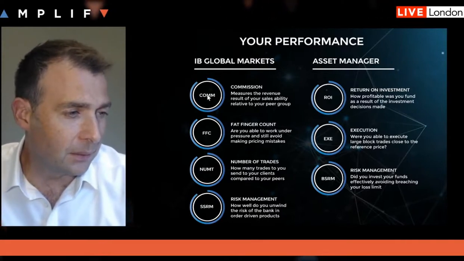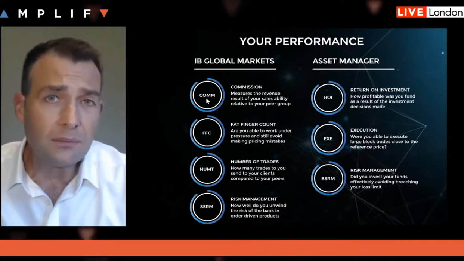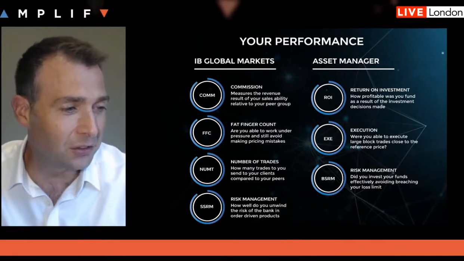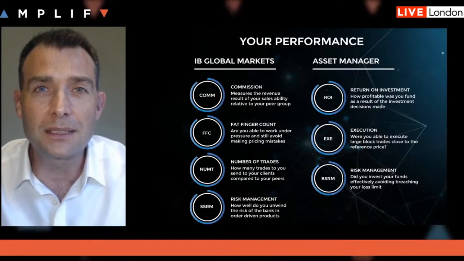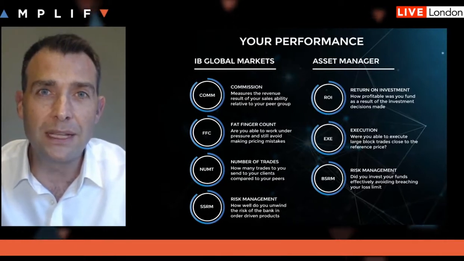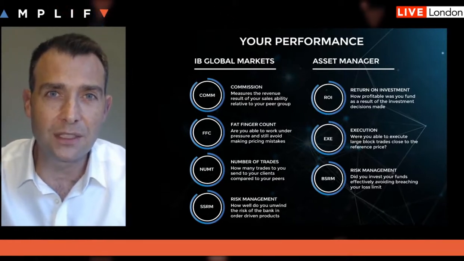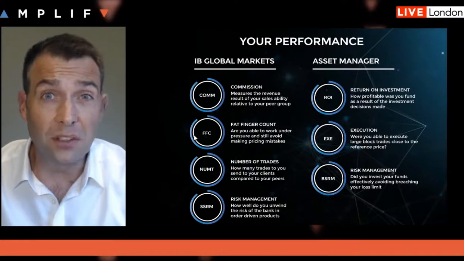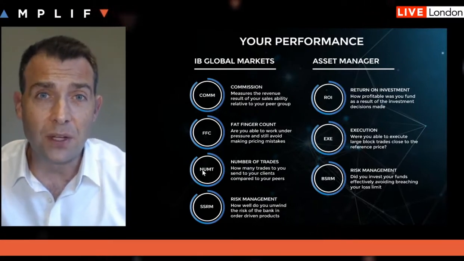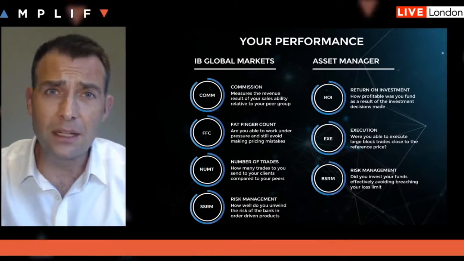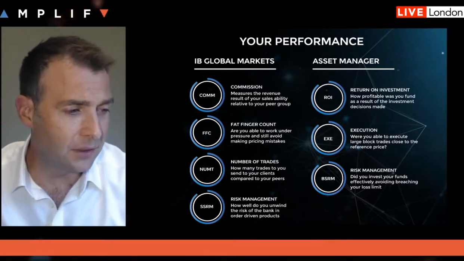On the market side, we're looking at your commission. How much money do you make as a sales trader? Your fat finger count. You might not have heard of a fat finger before, but it's a common phrase for if someone makes a mistake on a price, for example. Ideally, you don't want to make any of those. Number of trades, that gives us an indication of your output. How many client trades are you sending through? How many deals are going through?